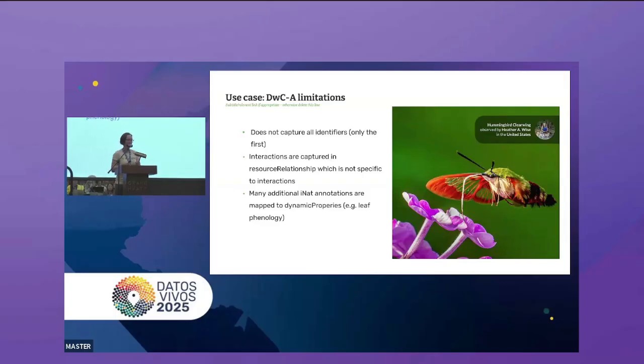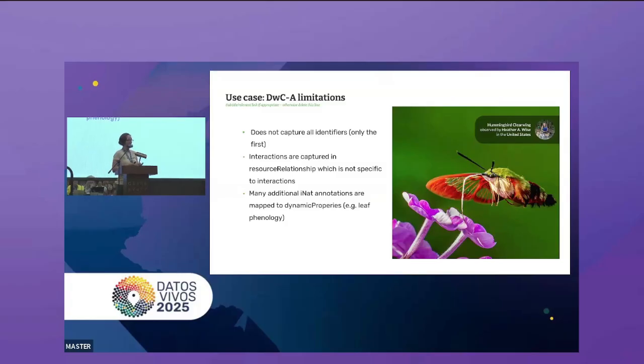Interactions are captured in iNaturalist occasionally. It's not part of our core data model, but this can be mapped to the Darwin Core Archive format using the resource relationship, but that's not specific to interactions. It would fit interactions into a more generalizable structure there.